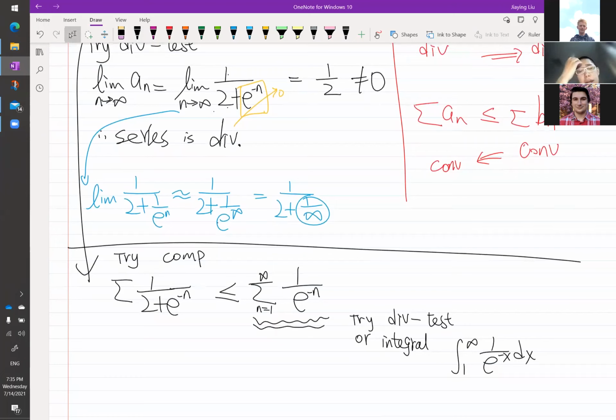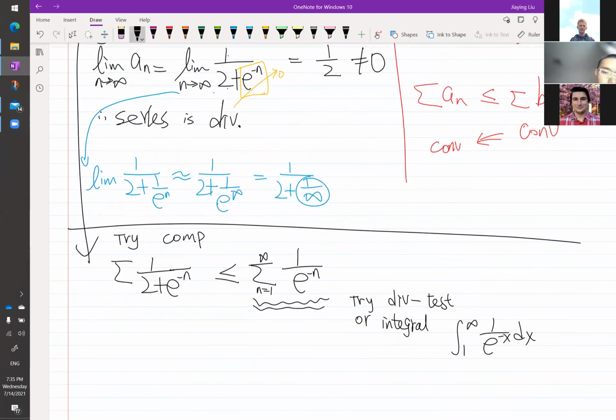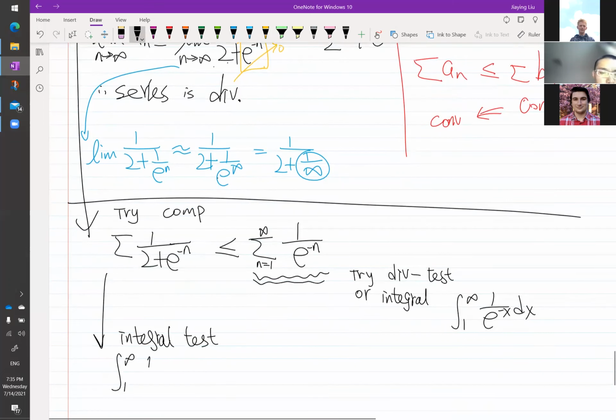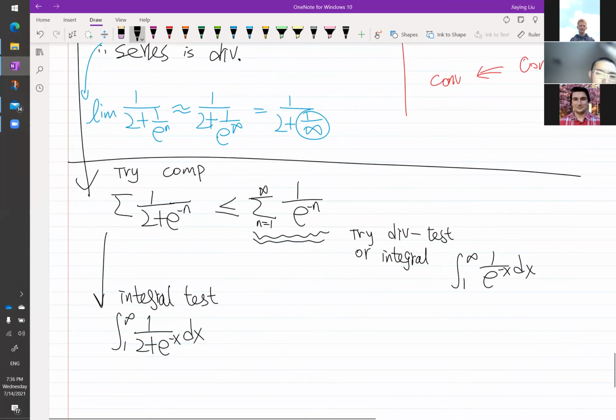Let me think a bit to see how complicated it is to do the integral. So suppose we're going to do the integral test directly. That will be just integrating from 1 to infinity of 1 over 2 plus e to the minus x dx. I think it's manageable. If you use u substitution, you just call the denominator u, right?